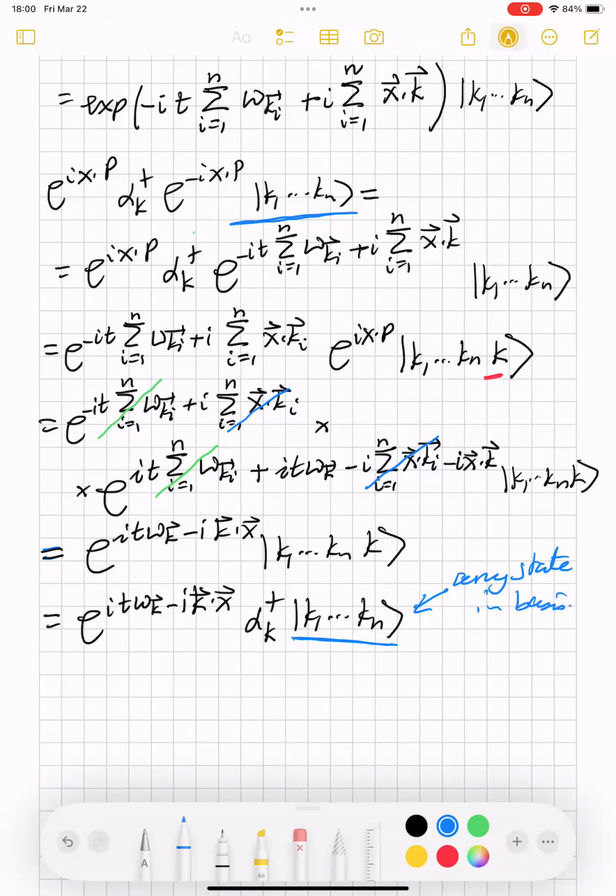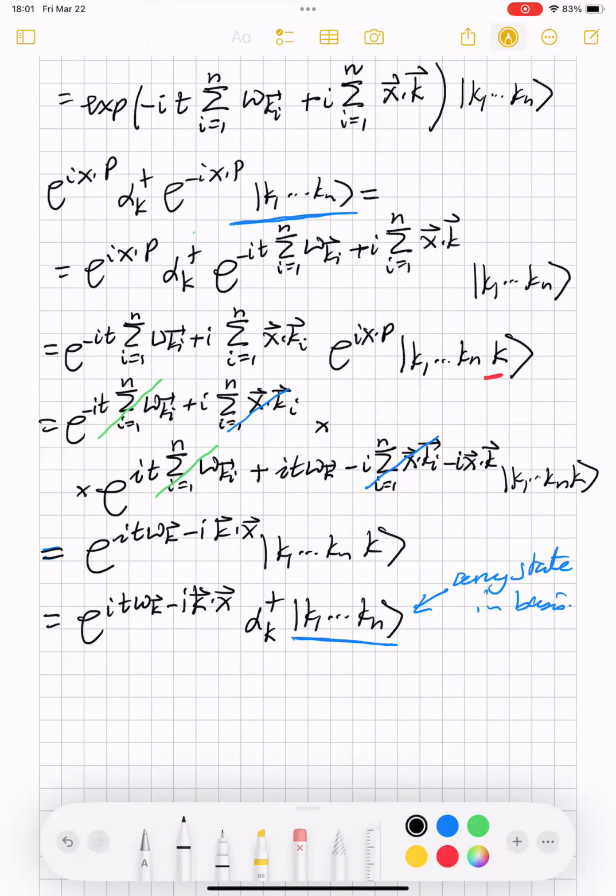So the first line is an operator acting on any state in the basis, equal to the last line, an operator acting on any state in the basis. Now look at the first line. The operator that's acting does not depend on K1, K2, up to Kn. Look at the last line. The operator that is acting doesn't depend on K1, K2, all the way up to Kn. So the operator acting on the state in the first line has to equal the operator acting on the state in the last line, because they are equal acting on any basis.